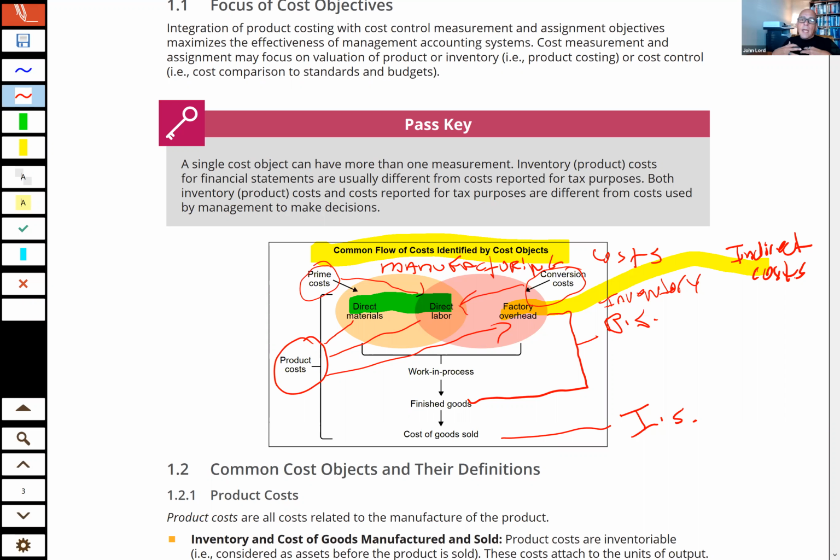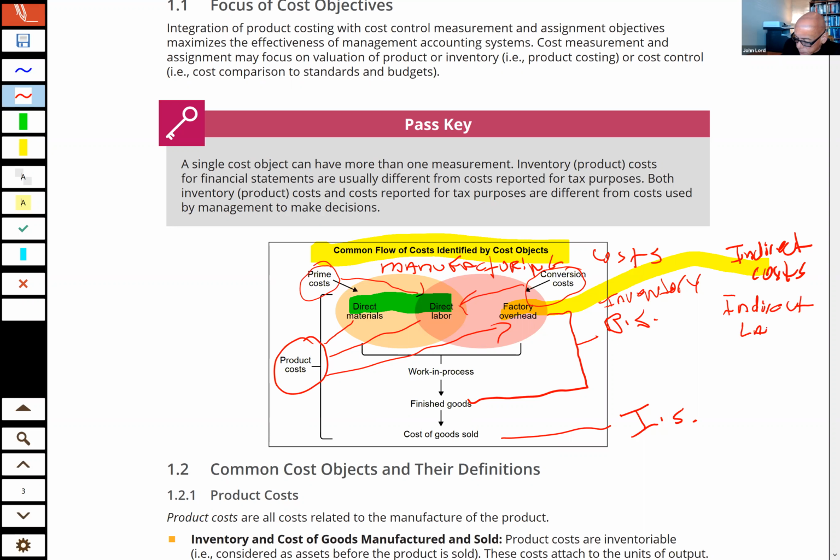Indirect costs, we're going to have to apply them to a particular job, to a particular product in order to account for them correctly as they go through work in process, finished goods to cost of goods sold. And so there's a couple of costs that are obviously indirect because they have the word indirect in front of them.